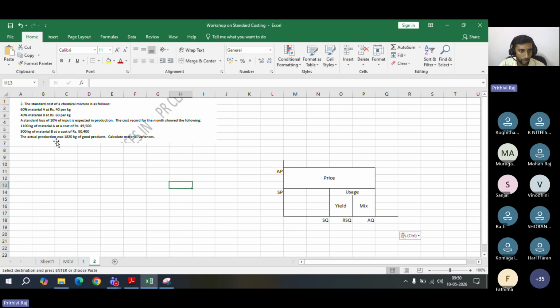Then actual production for the month is how much? 1,820 kg of good product. So this is my output. My output is 1,820. Calculate the material variances.